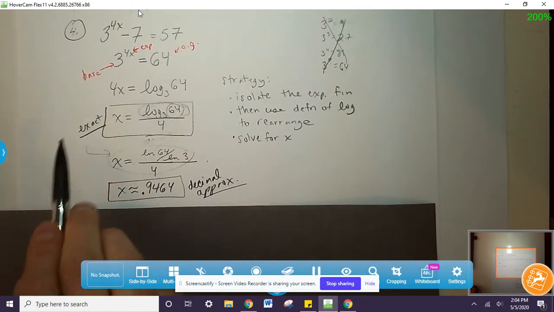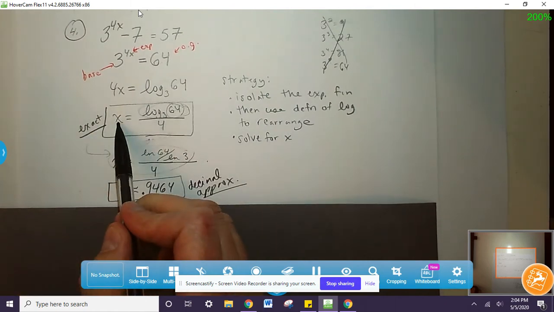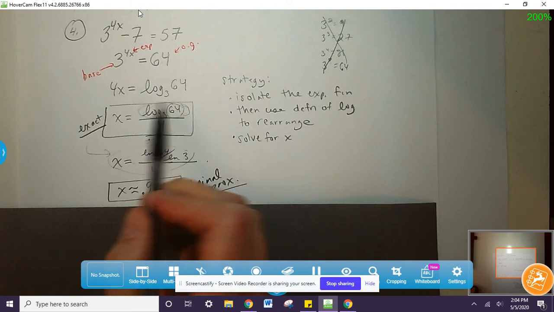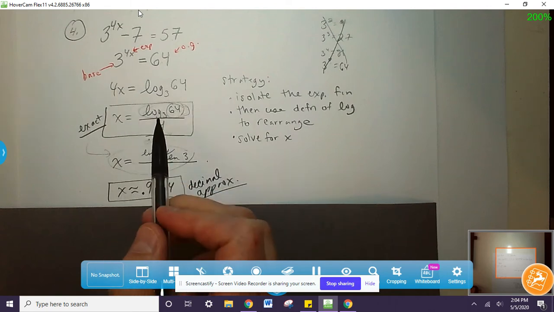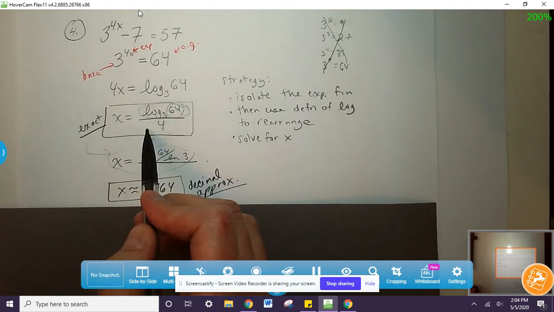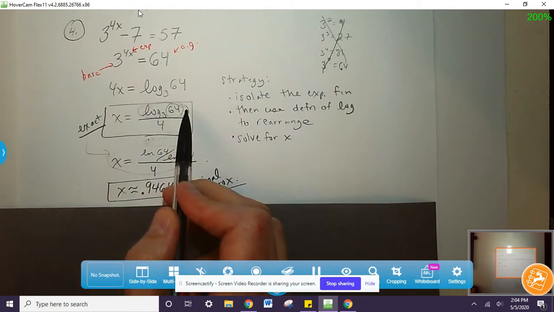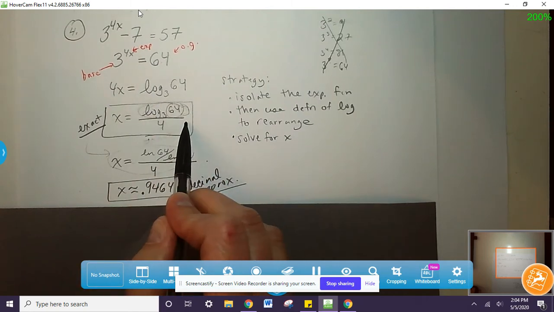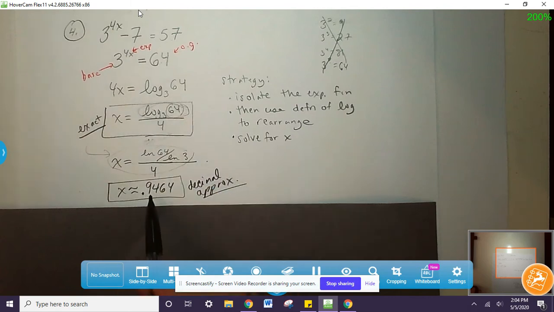Your exact answer is when you have x by itself and you can't simplify anything, and you can't figure out any more without taking out a calculator. So x by itself, you can't simplify it unless you pick up a calculator. And your decimal approximation is after you use that calculator when you round. That's what makes it an approximation.